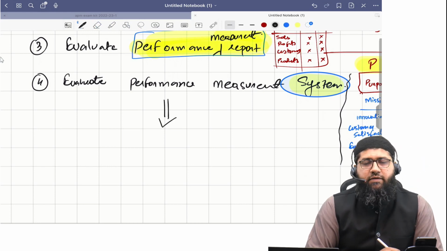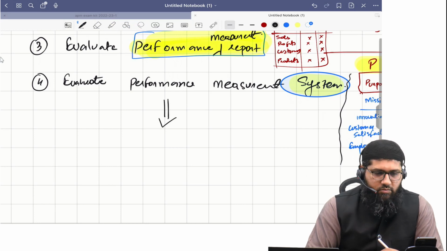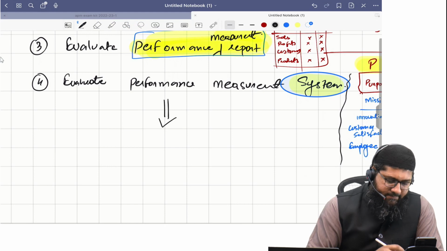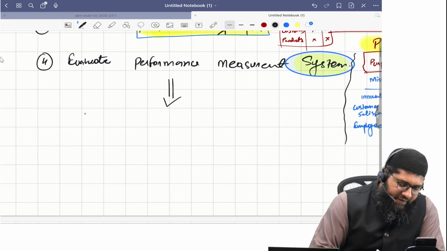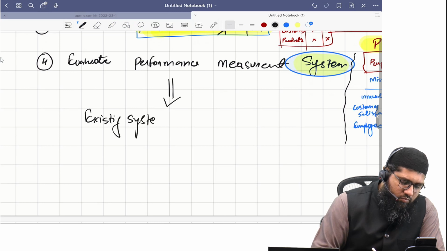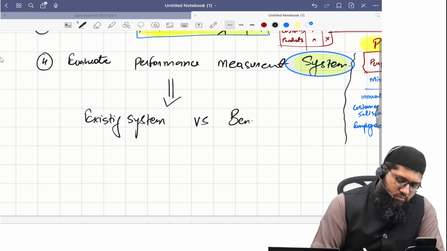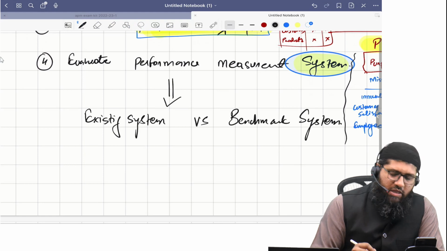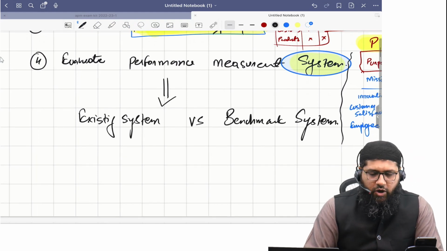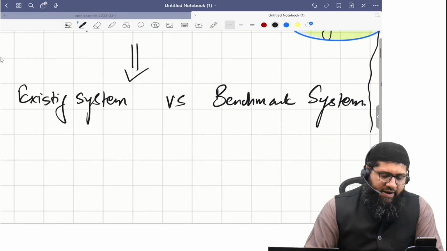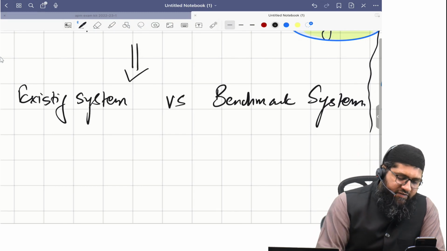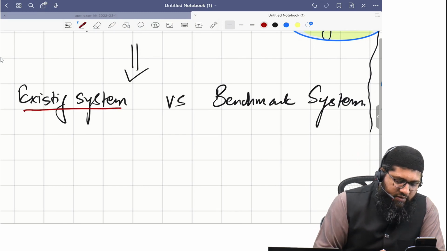The concept of evaluation of the performance measurement system would mean that the existing system is to be compared with the benchmark system. Now, what do we mean by the existing system being compared with the benchmark system? Let's have a bit of a discussion on that.